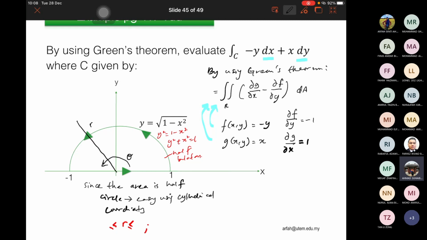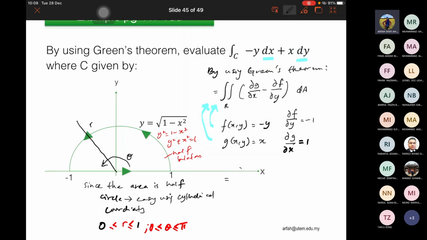Ada tengok. R 0 to 1. Perempuan juga yang bagus. Okay. Theta, 0 to pi? Yep, betul. Okay, woman always right. Inilah terbukti, theorem tu. Okay. So 0, 1 untuk R and 0 sampai pi for theta.